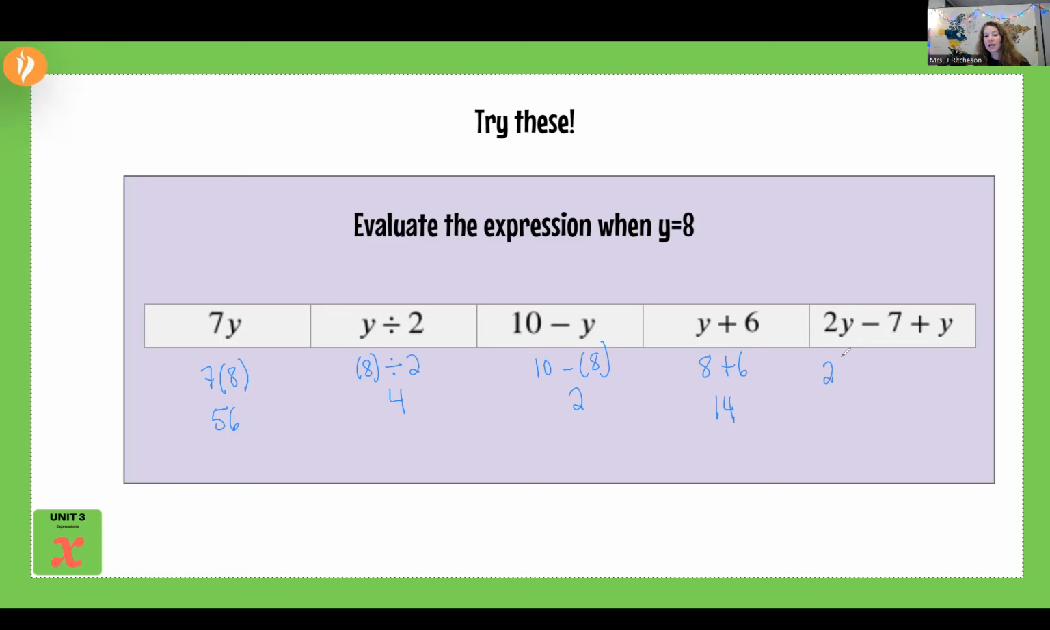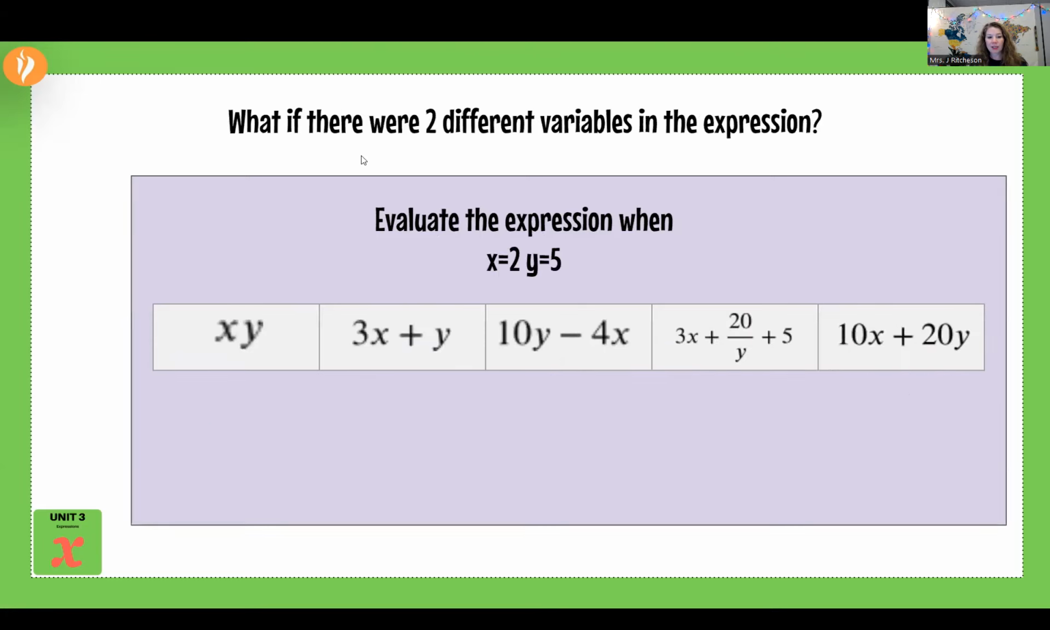And here we have 2 times 8 minus 7 plus 8. So 2 times 8 is 16 minus 7 plus 8. 16 minus 7 is 9, and 9 plus 8 is 17. Did you guys get the same answers? I bet you did. All right, this time you're going to use 2 different values. We have x and y. So I want you guys to pause the video, give these a try, and then come back and check your answers.